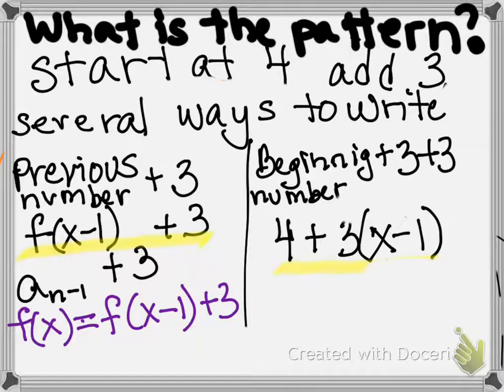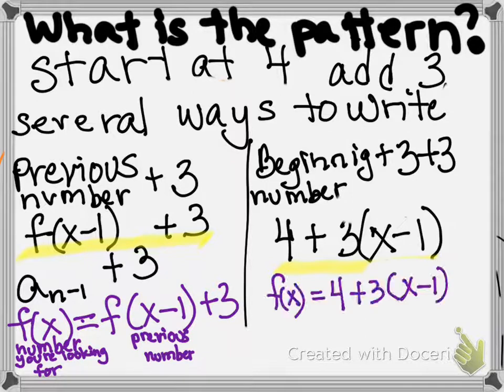So now, in order to make this an equation, we need one more thing, and that's an f of x at the beginning. F of x is another word. It just means the number you're looking for. Or you could say it's y. So we have got f of x, which is the number we're looking for, equals the previous number plus 3. Or if we want to write it another way, we can say it's the beginning number plus 3. And the number of times we're adding 3 is 1 less than we would think.